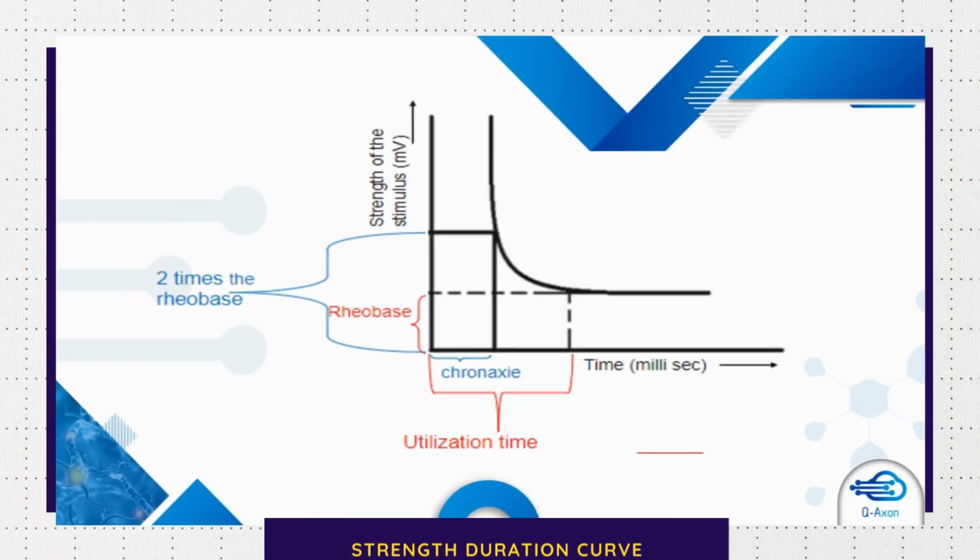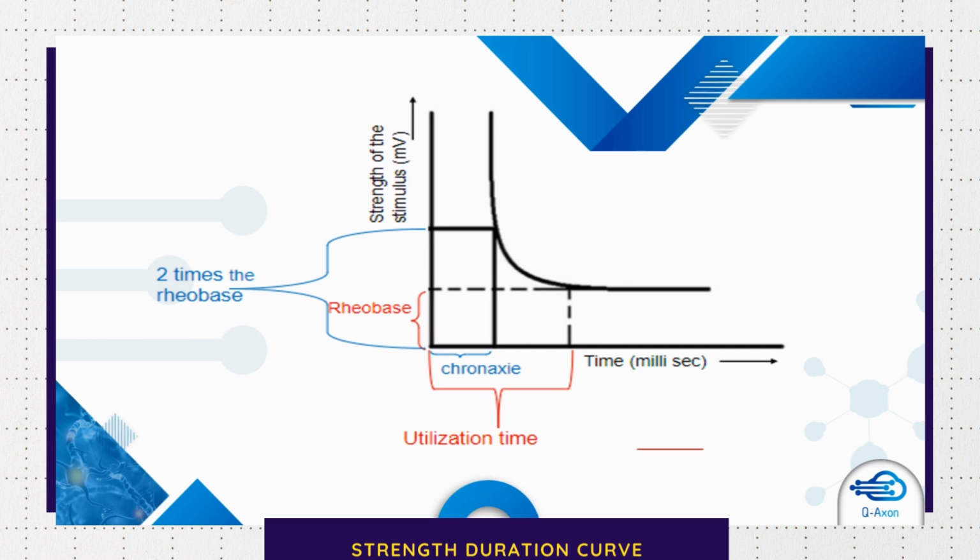Let's now study the strength duration curve. As you can see, the strength of stimulus is plotted on the y-axis. So this is in millivolt, and the time duration for which the stimulus is applied is plotted on the x-axis. So this is in milliseconds. So first we mark the Rheobase.